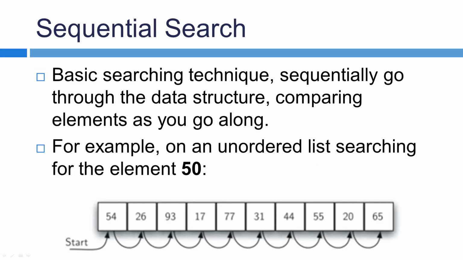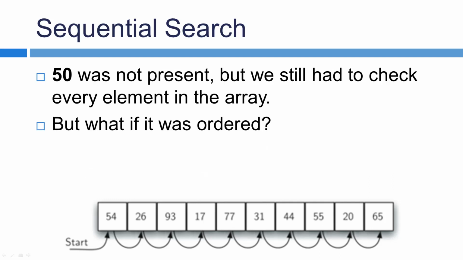Okay, so Sequential Search is just a basic searching technique. You sequentially go through the data structure, comparing elements as you go along. So for example, here at the bottom we have an unordered list, and we're searching for the element 50. So we just keep going along the list until we either go throughout the whole list or we find the element. In this case, 50 was not present, but we still had to check every element in the array.